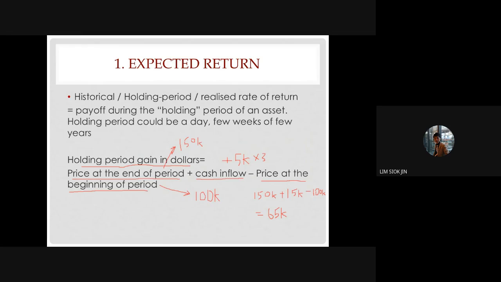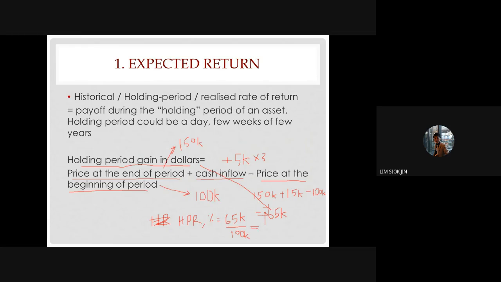What about the holding period return, HPR? This is the holding period gain in dollar, $65,000. What is your holding period return? Your answer will be in percentage. So you take the 65,000 that you calculated, divide by 100,000. What is 100,000? 100,000 is the amount of money you use to start your business.